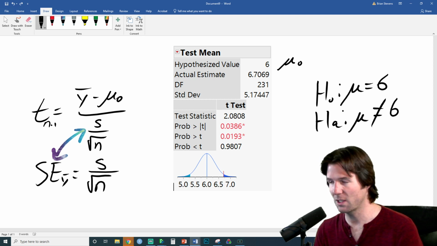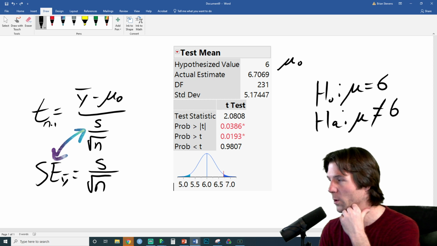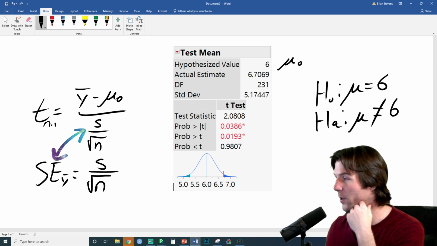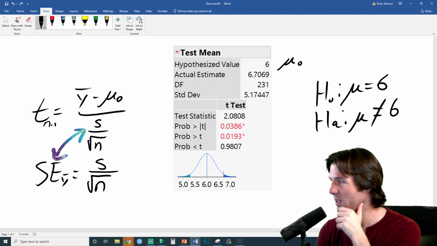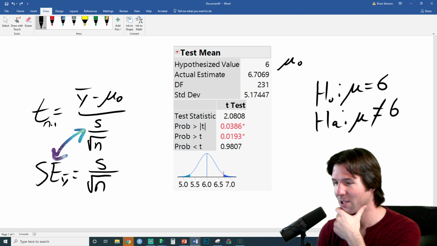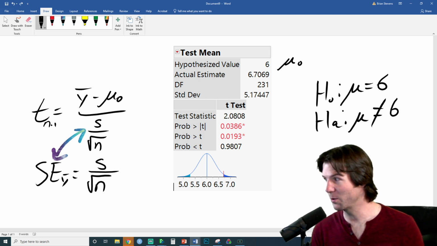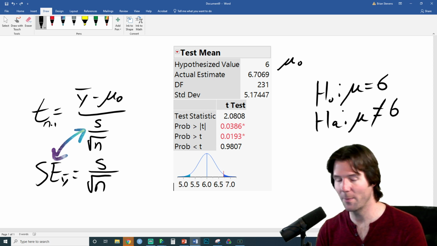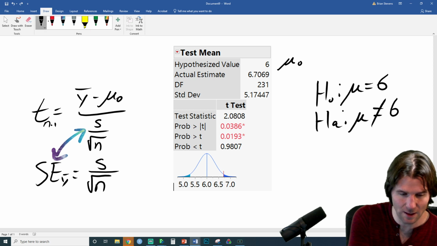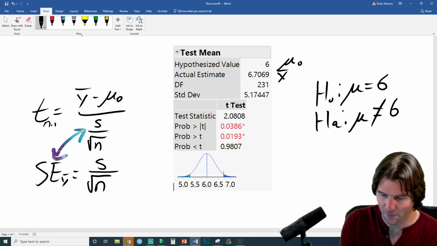The actual estimate, what is the actual estimate? Go over and look at your formula on the far right. Someone know in the chat? I bet you guys got it. You guys are doing great. Who knows what the actual estimate is? Y bar, you're right. This is Y bar right here. Excellent job, Julio. That is Y bar.